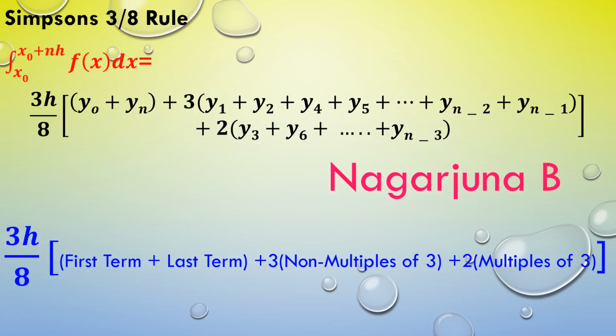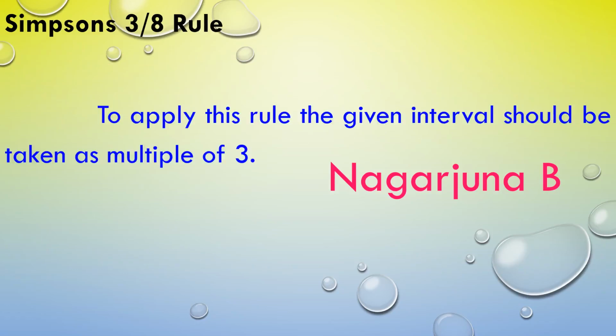To apply Simpson's 3/8 rule, the given interval should be taken as a multiple of 3. That means the interval should be divided in such a way that the value of n is a multiple of 3, that is, the number of intervals should be 3, 6, 9, 12, 15 and so on. Whereas in the case of Simpson's 1/3 rule, the given interval should be even, and in the case of Simpson's 3/8 rule, it should be a multiple of 3.